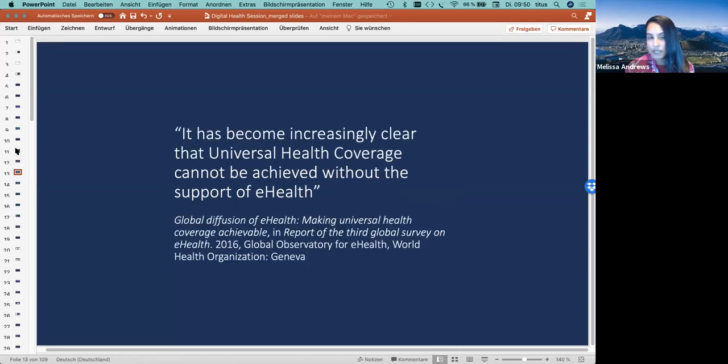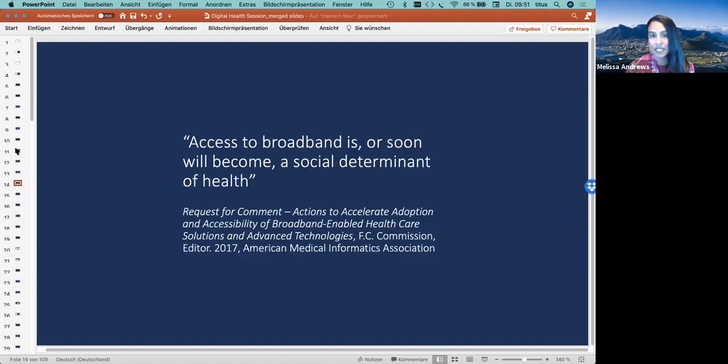And we know that in 2016, it had already become increasingly clear that in order for us to achieve universal health coverage, it wouldn't be possible without the support of e-health. So from a global community and a global perspective, we had already addressed that. We also know that through this process in 2017, there were issues around access, being broadband, and it was soon becoming a social determinant of health, apologies. And many at the time looked at this and probably thought, how is this possible? But we don't question it anymore. We know that it is needed.